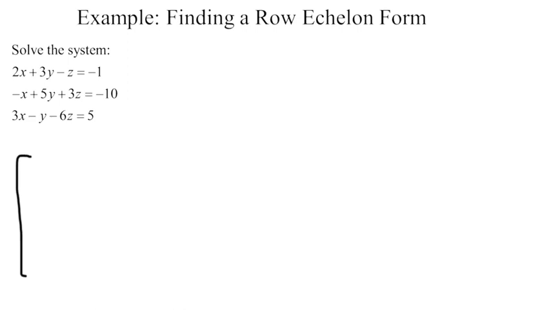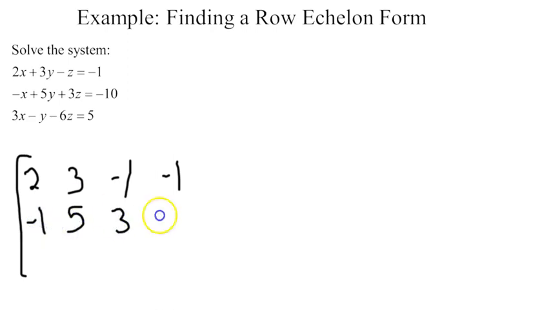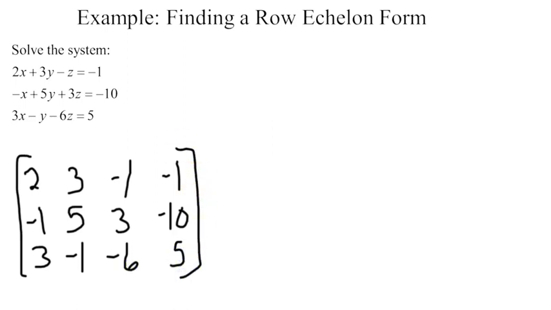If we want to write this system of equations in a matrix, all we have to do is take the coefficients in front of each variable and the constants to do that. So our first row would consist of the numbers 2, 3, -1, and -1. Our second row would be -1, 5, 3, and -10. And our third row would be 3, -1, -6, and 5. So if we're going to create this matrix, all we have to do is take the coefficients in front of each variable and the constant at the end to create this 3x4 matrix.